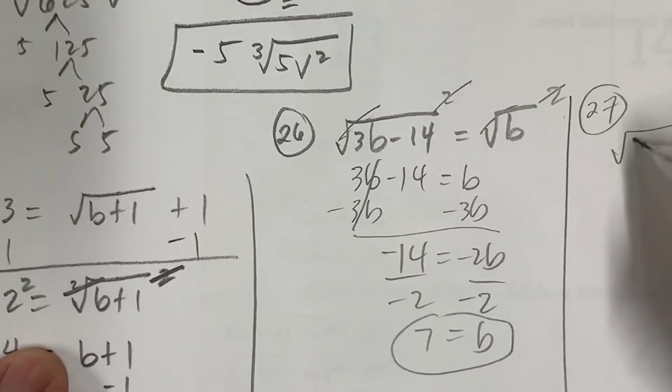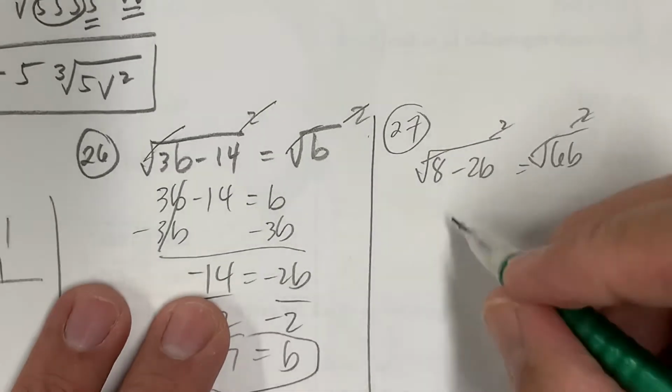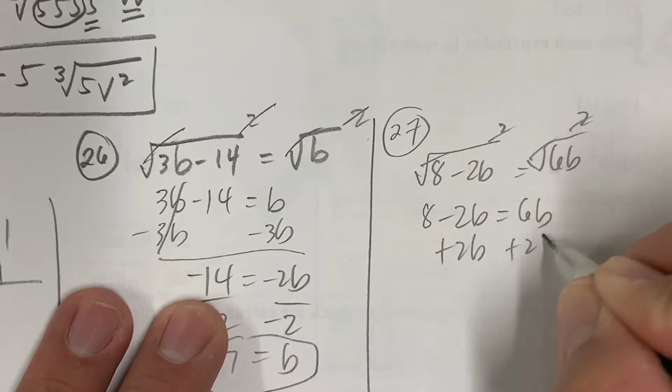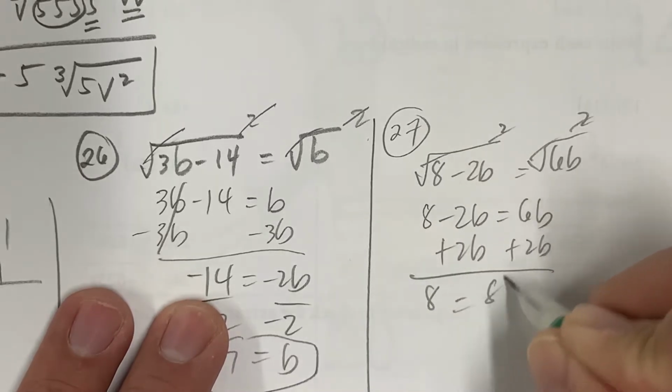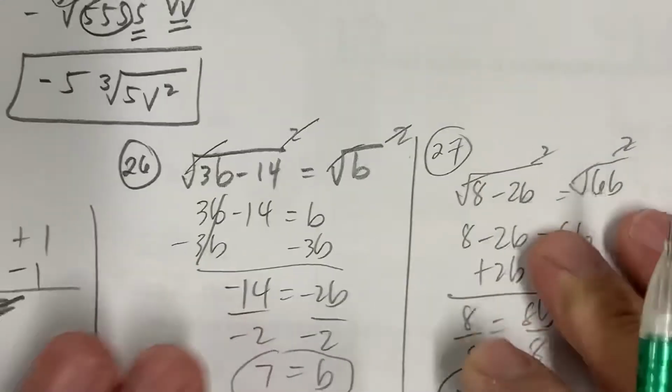Same thing, square root of 8 minus 2b equals square root of 6b. Squared, squared, cancel, cancel. Sorry. 8 minus 2b is equal to 6b, plus 2b on both sides. 8 is equal to 8b. Divide by 8. b is equal to 1.